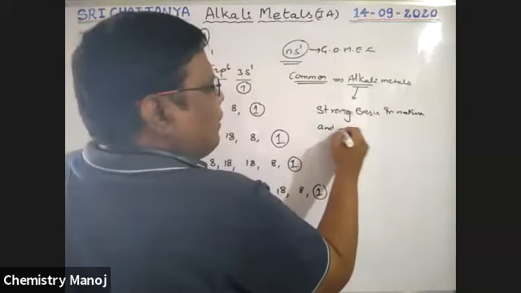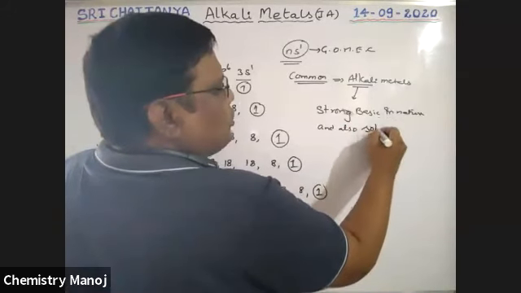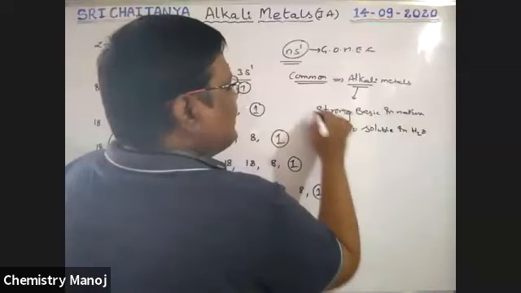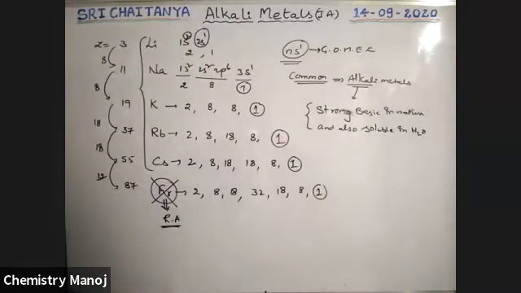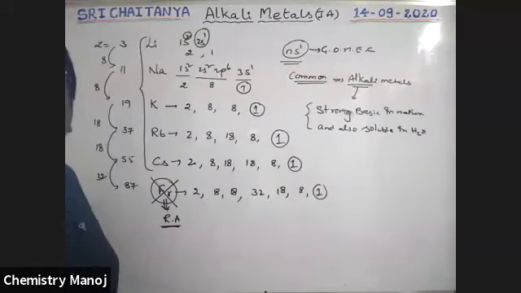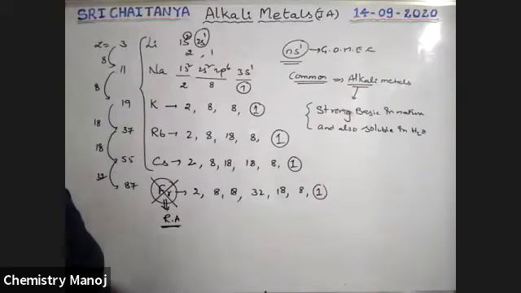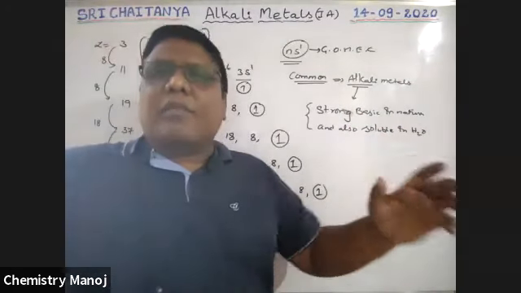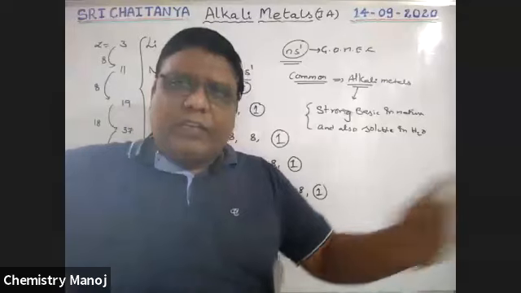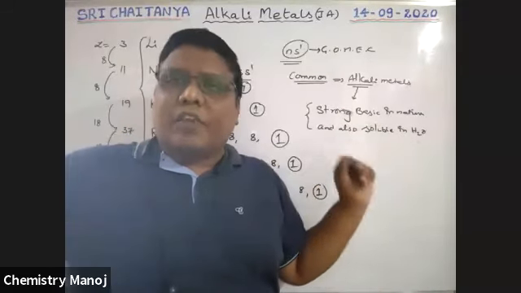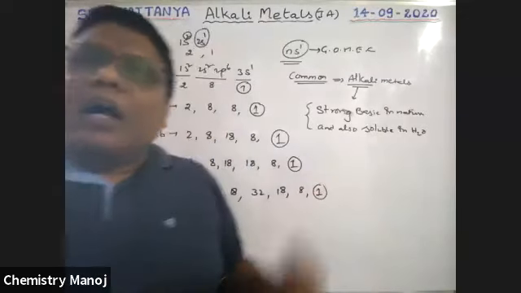and also soluble in water. That means water soluble bases, boys. They are strong alkalis which are soluble in water. When their oxides and these metals are dissolved in water, they form alkalis. Later we will discuss this, boys. So water soluble bases are formed here, and that's why these are called alkali metals.